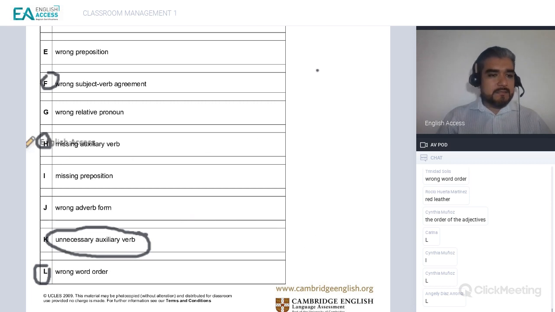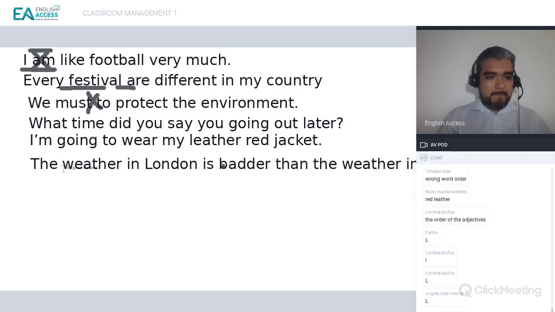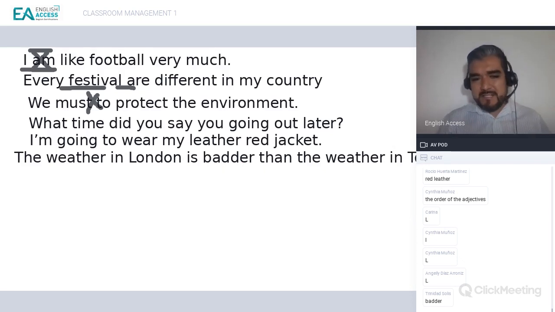Let's see this. Let me move it because you cannot see it complete. Okay. Better. It's not better, right? Should be worse, right? The weather in London is worse than the weather in Tokyo, right? What type of mistake? Easy.